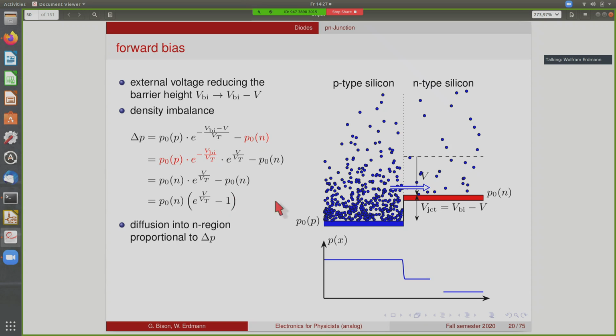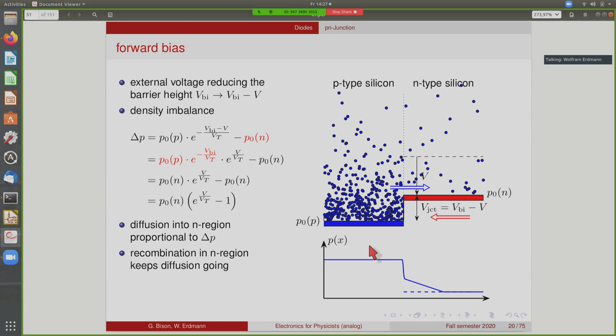And so what happens dynamically is that this will, of course, lead to diffusion. So we have too many holes here because there's an imbalance of the pressure. So the holes will diffuse into the N region. And in principle, this could continue until the N region is full. This will, of course, not happen because far away from the junction we still need to get to the equilibrium value. And the way that this happens is that there is increased recombination, of course.